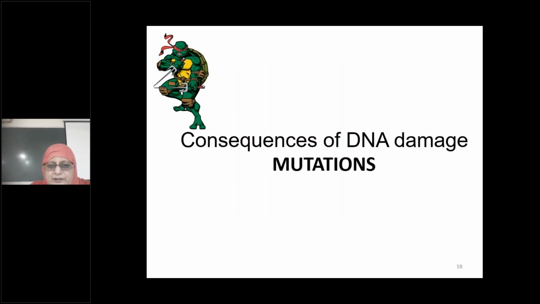Then we will see what the consequences of DNA damage are. We have talked about the types of inheritance that you may get and the abnormalities that may occur. There may be dominant inheritance, recessive, or X-linked inheritance, or there may be some variations. So what are the consequences of DNA damage? DNA damage will lead to mutations.